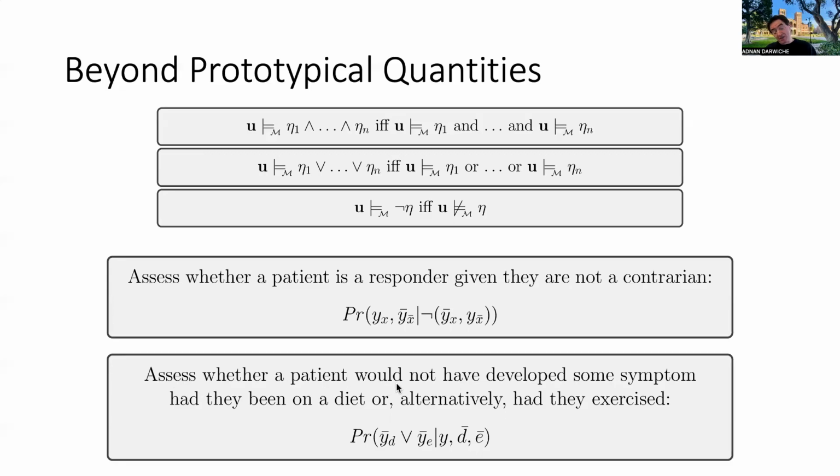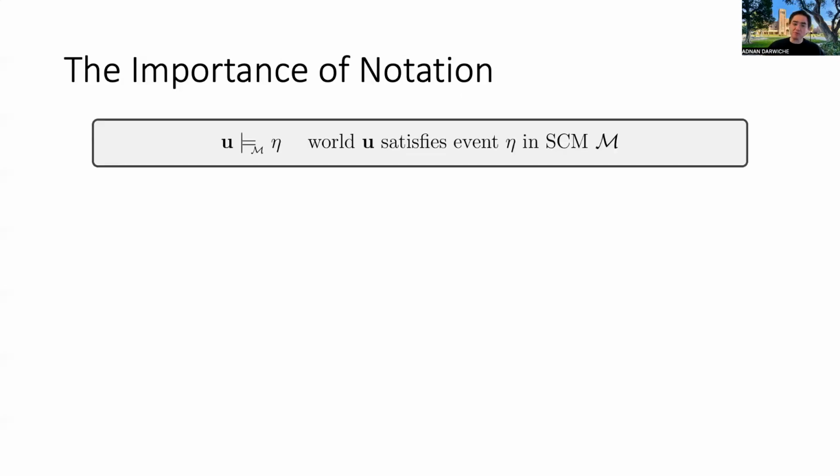You can do something like this: assess whether a patient would not have developed some symptom had they been on a diet, or alternatively had they exercised. So what's going on here? Someone didn't exercise and did not diet, and they developed a symptom. I'm saying, given that, what is the probability that they will not have the symptom if they were to exercise, to diet, or they would not have the symptom if they were to exercise? We're able to do this because we use this notation here.